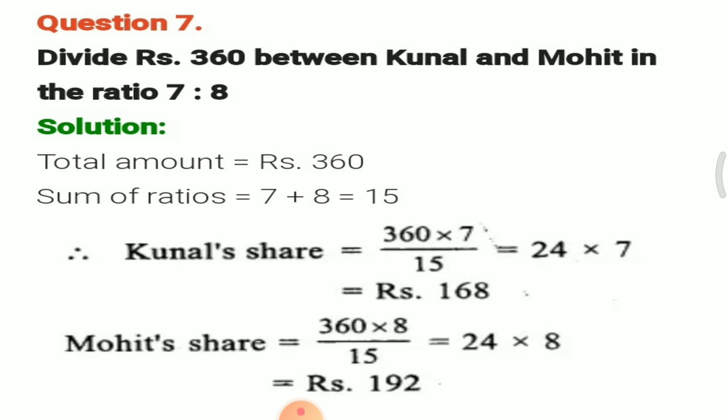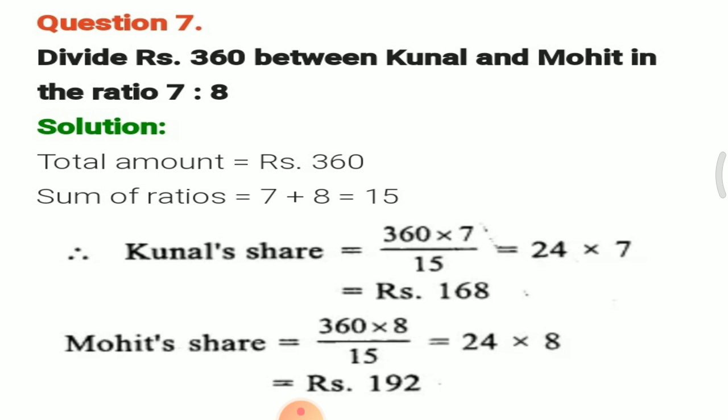Now word problem question. Divide rupees 360 between Kunal and Mohit in the ratio 7 ratio 8. For that question, the total amount is 360. First you add the sum of the ratio, which is 7 plus 8 is equal to 15. So Kunal's share is equal to 7 by 15 multiplied by 360. 360 divided by 15 is 24. So 24 multiplied by 7 means 168 rupees. Kunal's share is 168 rupees.